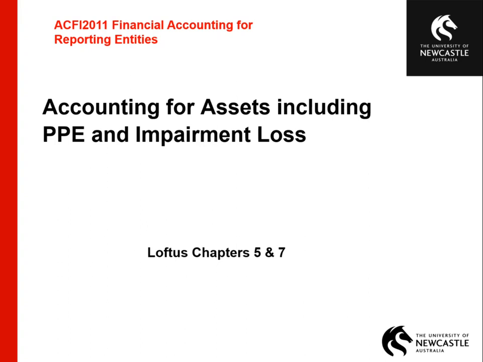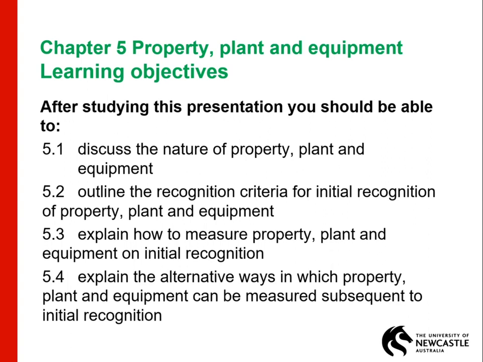This video is looking at accounting for assets, including property, plant and equipment and impairment losses. What we'll be doing is discussing the nature of property, plant and equipment, outlining the recognition criteria for the initial recognition of property, plant and equipment, explaining how to measure property, plant and equipment on initial recognition, and explaining the alternative ways in which property, plant and equipment can be measured subsequent to initial recognition.